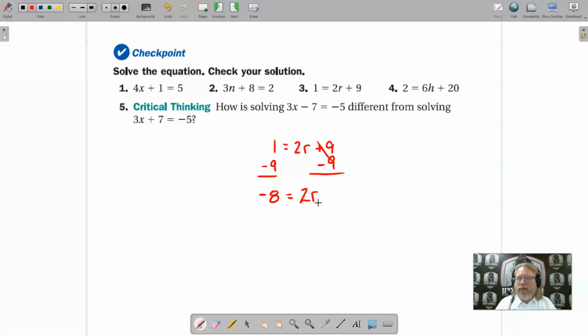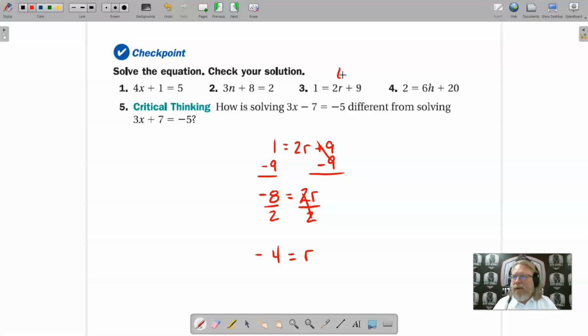Now we can deal with the multiplication between the r and the 2. The operation that's connecting them is multiplication. The opposite operation is division, so we're going to use a fraction. We're going to divide by the very number we wish to get rid of, and what we do to one side, we're going to do to the other. These 2s are going to cancel each other, leaving us with just r. And a negative divided by a positive is going to be a negative. And 8 divided by 2 is 4, so r equals negative 4.